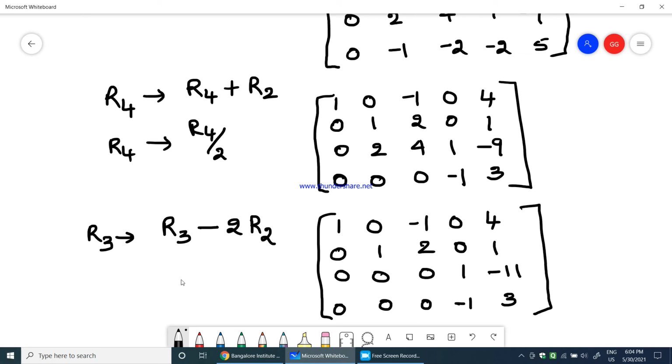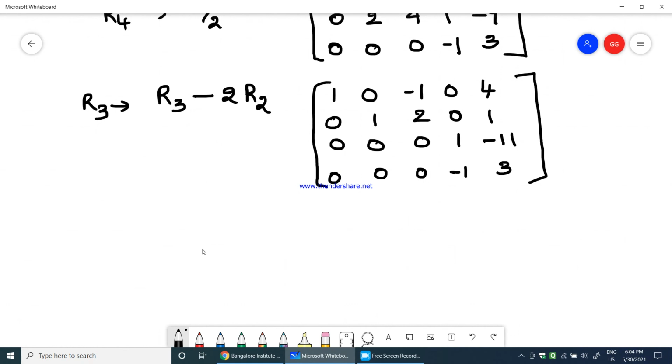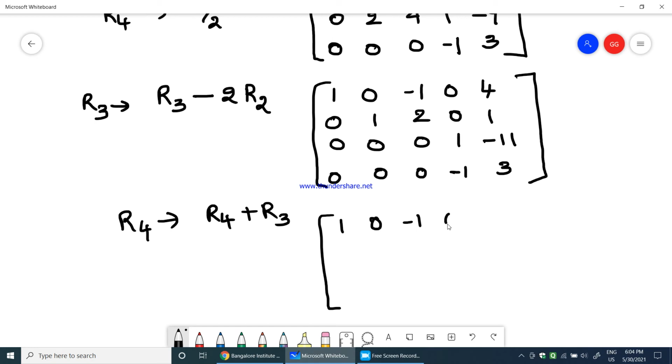The final thing is I'll go with R4 equal to R4 plus R3, which gives 1 0 minus 1 0 4, 0 1 2 0 1, 0 0 0 1 minus 11. Finally this is 0 0 0 1 minus 1, 0 minus 11 plus 3, minus 8.